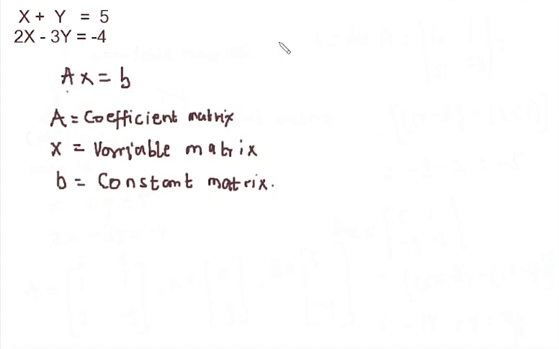To find our matrix A, the coefficient matrix, we look at all the coefficients of the variables in our equations. For the first equation, the coefficient of X is 1, so I'll write 1 here. For the second equation, the coefficient of X is 2. Notice that this column of values is for the X term. You don't write X like this, but I'm just trying to show you something. Then for the Y values, the coefficient in the first equation is 1, and in the second equation it is minus 3. These are my Y coefficients.